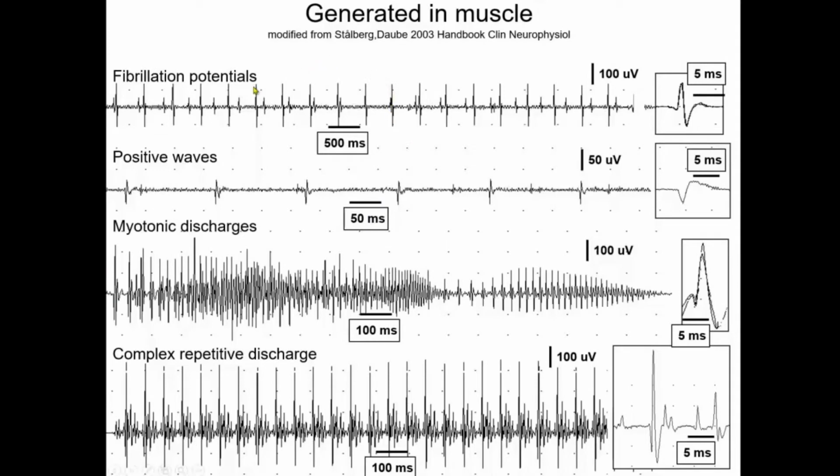Fibrillation potentials are single fiber potentials that are repeating, usually with a constant frequency. Positive waves are also seen in denervated muscle fibers. Myotonic discharges are increasing in frequency and amplitude, waxing and waning, both amplitude and frequency. Complex repetitive discharges start abruptly and consist of a number of muscle fibers that are completely time-locked without any jitter between them. These are from individual muscle fibers.